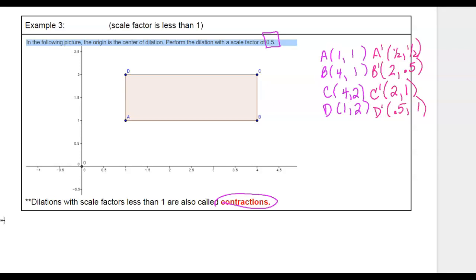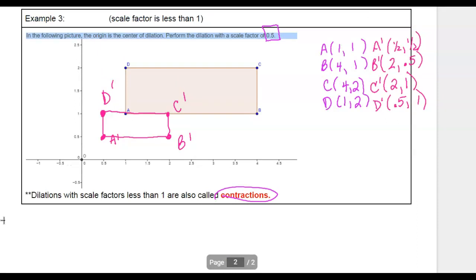So A prime is going to be 1/2 and 1/2. B prime is at 2 and then up. C prime is at 2, up 1. And then D prime, 0.5, up 1. And so you'll notice each of the side lengths are actually half as long as the original, okay?